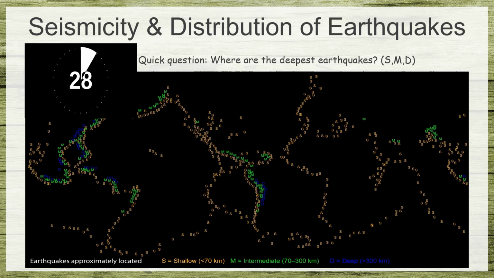Another quick question, saan sa palagay mo nangyayari yung mga deepest earthquakes based on the diagram? Okay, so you still have 15 seconds left. Remember yung deep earthquakes po ha, mga ka-Einstein.